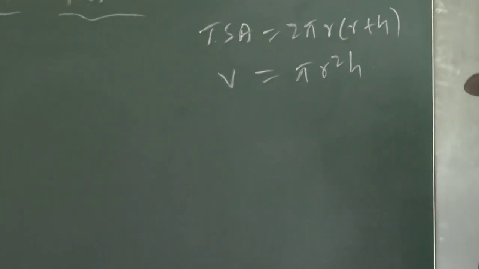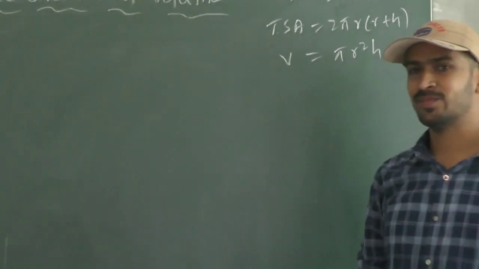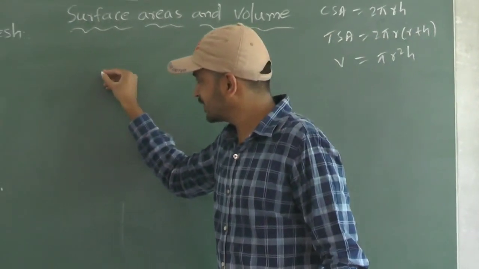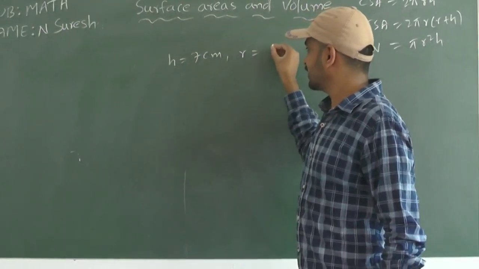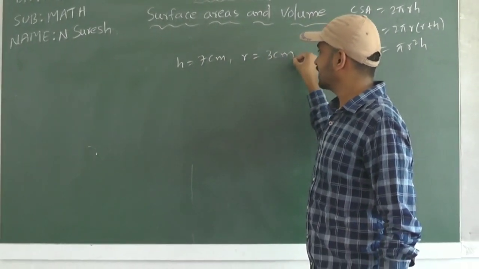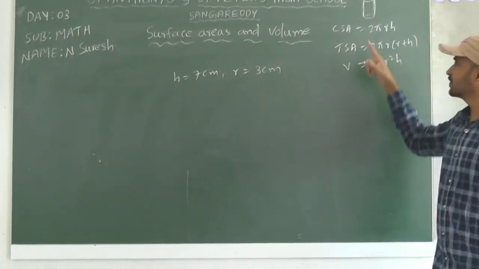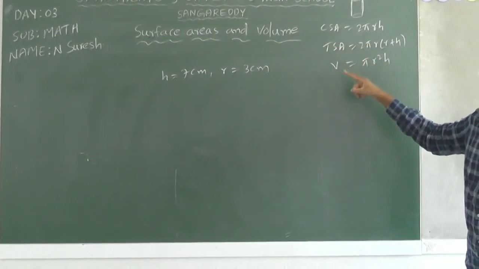Now I want to give one simple problem. For example, height of the cylinder equals 7 centimeters. Radius of the cylinder equals 3 centimeters. Then find the CSA, TSA, and volume of the cylinder.